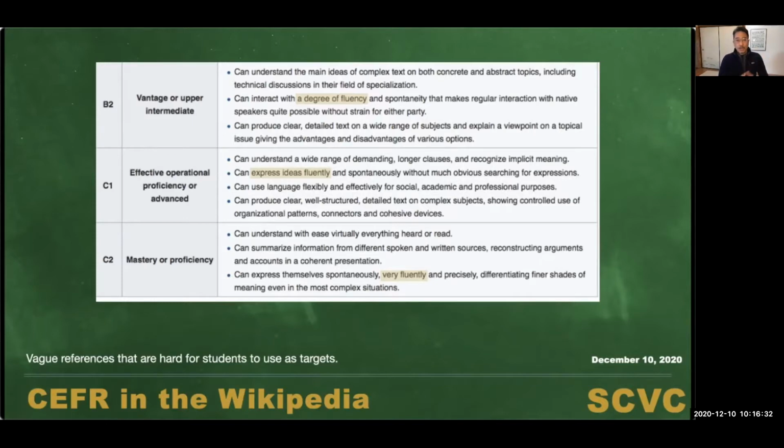But the point I want to make here is, if you look at that little yellow mark, I don't know if you can see that for the people in the auditorium, that yellow mark in each area, okay, see here if you can see my cursor, in B2, you are at B2 if you have a degree of fluency. You're at C1 level if you can express ideas fluently, and C2, you're very fluent.